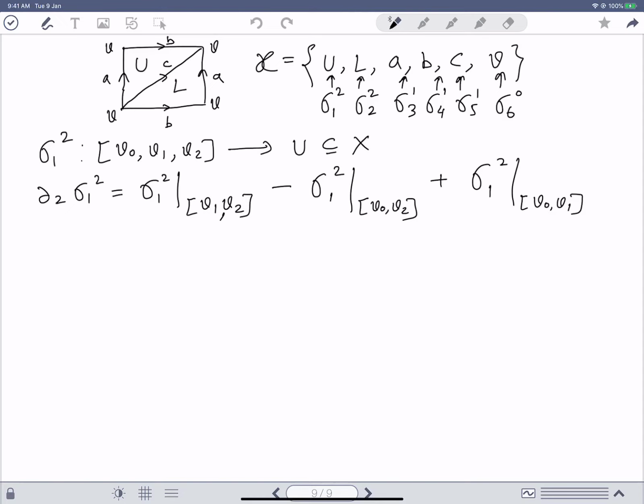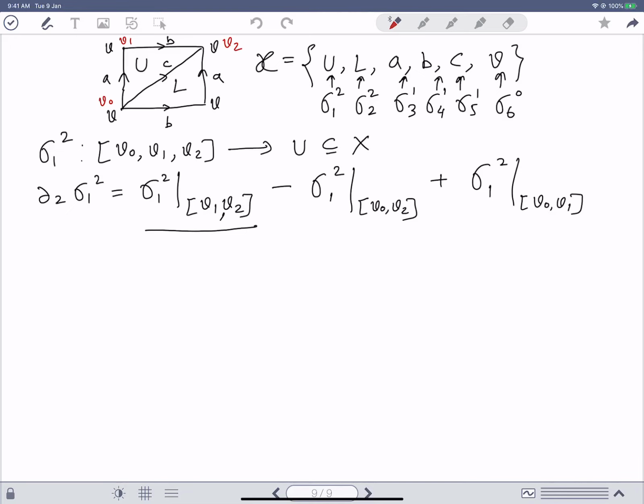Now note what this is. We know that the boundary of U, that is the image of U, is just a combination of A, B and C. Now we can assume, taking the red pen, that this is my v0, this is my v1, that is the image of v1, and this is the image of v2.